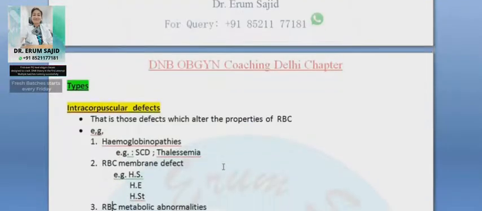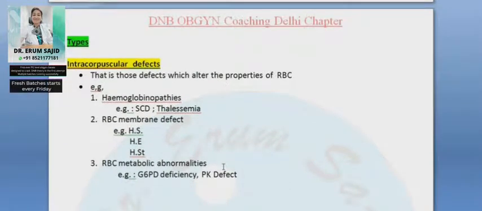Now there are different kinds of hemolysis. It could be an intracorpuscular defect. That means the defect lies inside the RBCs. For example, all kinds of hemoglobinopathies or RBC membrane defects, or maybe certain metabolic abnormalities inside the RBC like G6PD deficiency or pyruvate kinase defect.